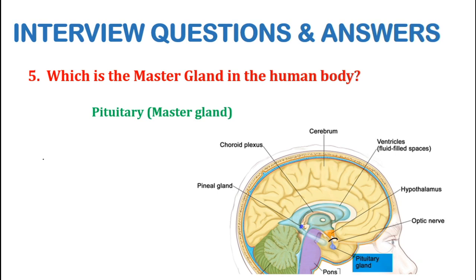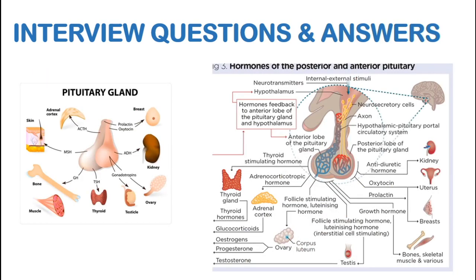Here you can see the pituitary gland. The pituitary gland consists of two lobes. You can see in the next slide. Here, one is the anterior lobe and another one is the posterior lobe. They will ask another question: the weight of a pituitary gland, 500 mg.